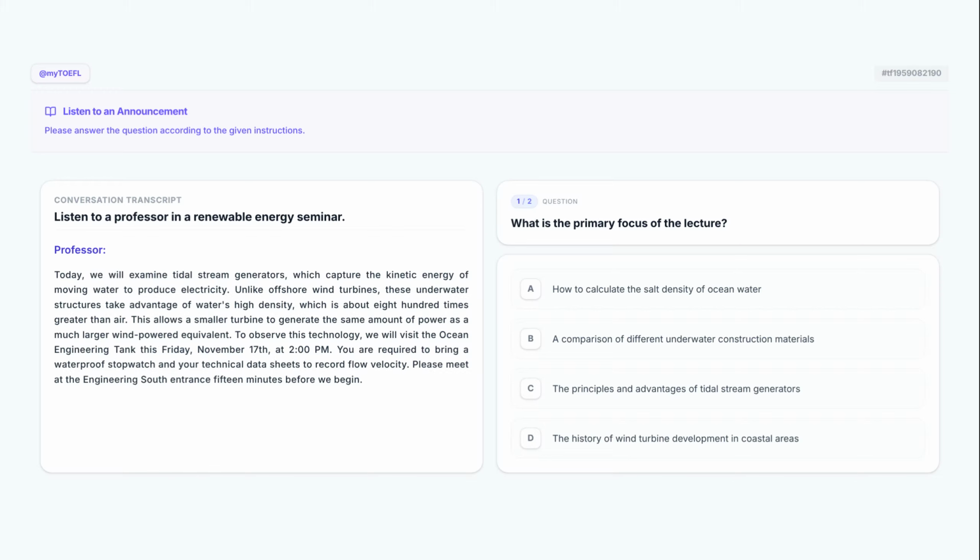Welcome back. Today we're diving into the Listen to an Announcement task, where we'll learn to pinpoint key details and academic concepts from a professor's brief update. I'll show you how to separate the core lecture topic from the logistical instructions that often follow.